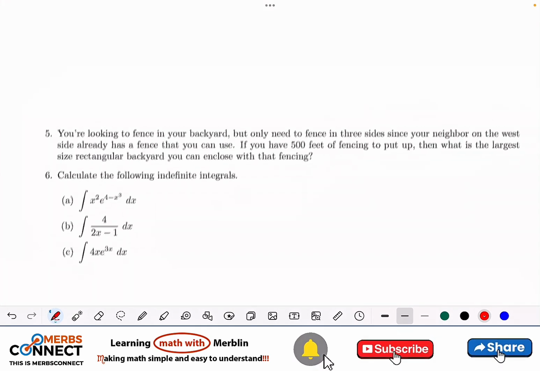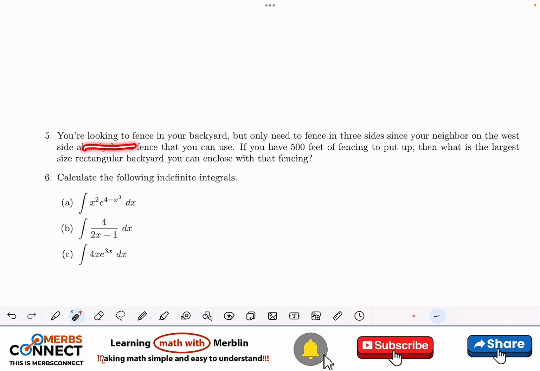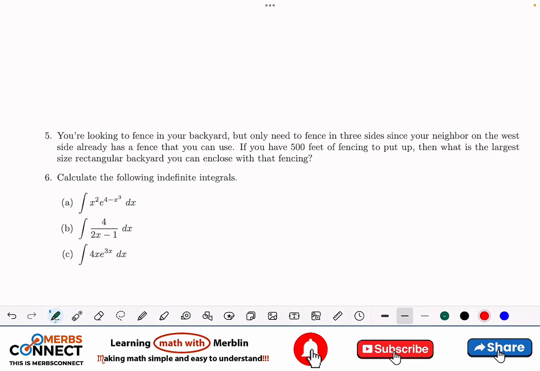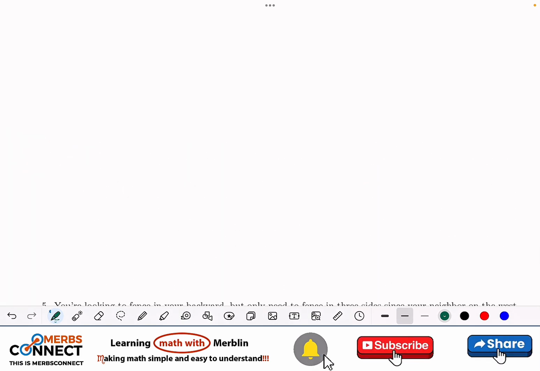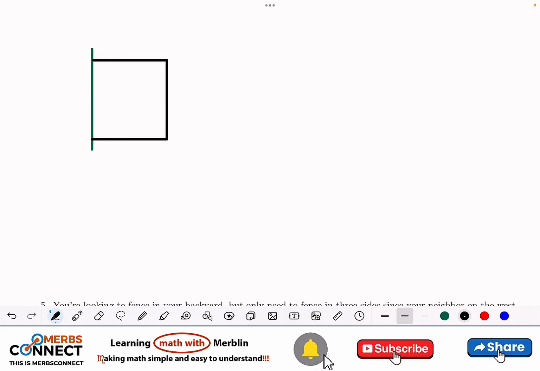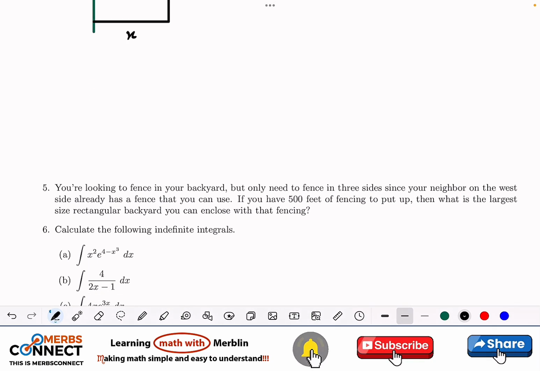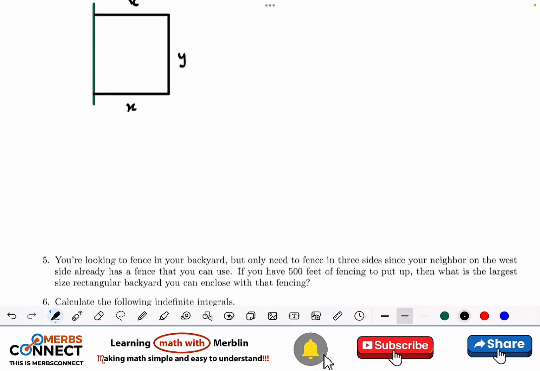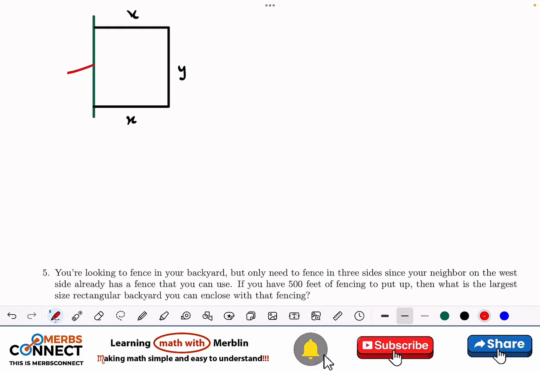Right. Okay, so you are looking to fence your backyard, but only need to fence in 3 sides. Okay, we've done this question a lot. So we are leaving just one side and then we need to fence the other 3 sides. Good. So let's assume here is X, here is Y. Right. So what happens? West side is already fenced. So let's assume that this is the west side.